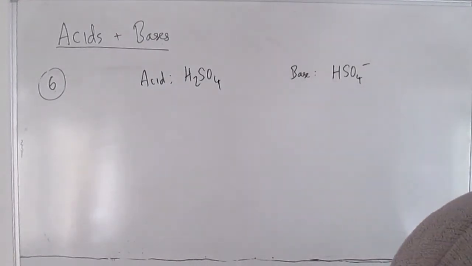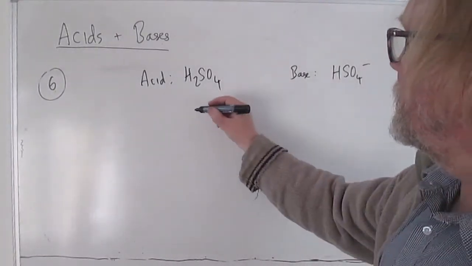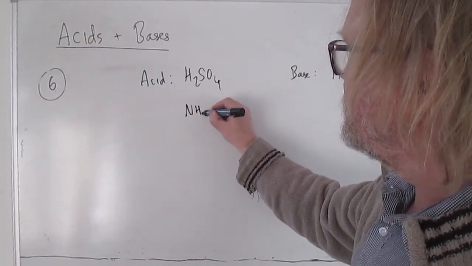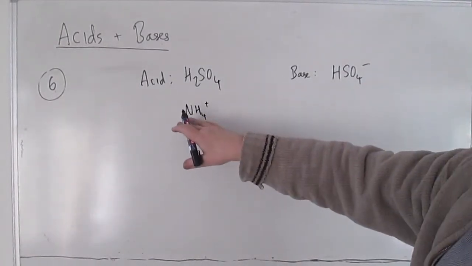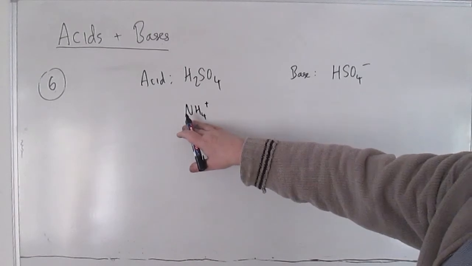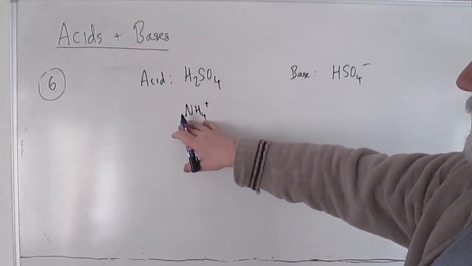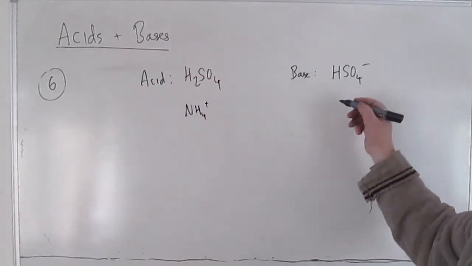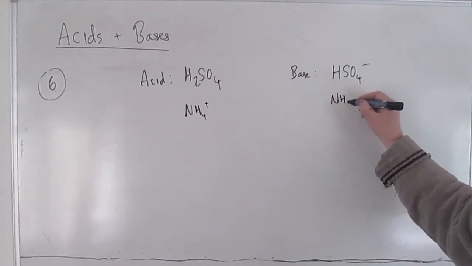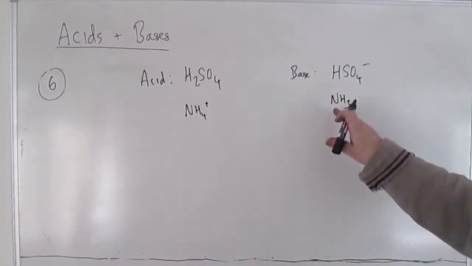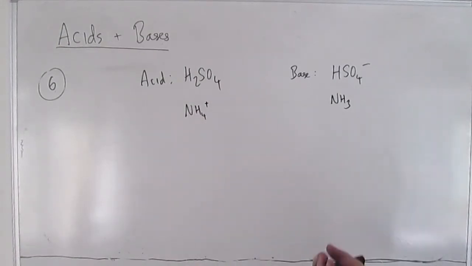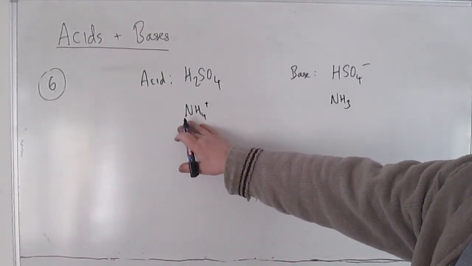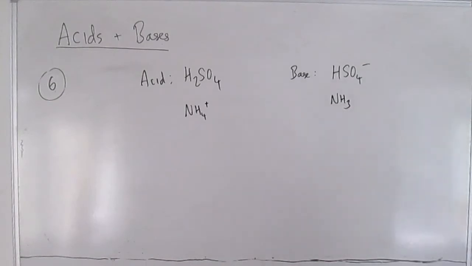In the second one, we've got NH4+ down as an acid. So acid is a proton donor. If this donates a proton, loses H+, what does it become? And the answer is NH3. So in other words, we would say ammonia is the conjugate base of NH4+, or we could say NH4+ is the conjugate acid of NH3.